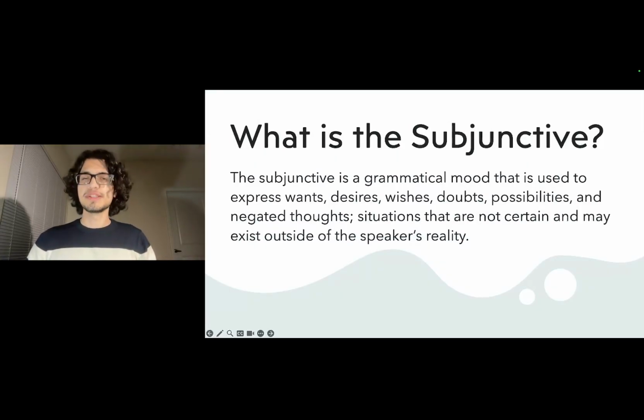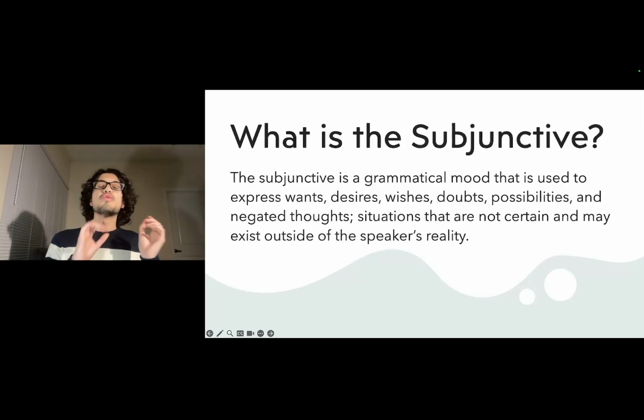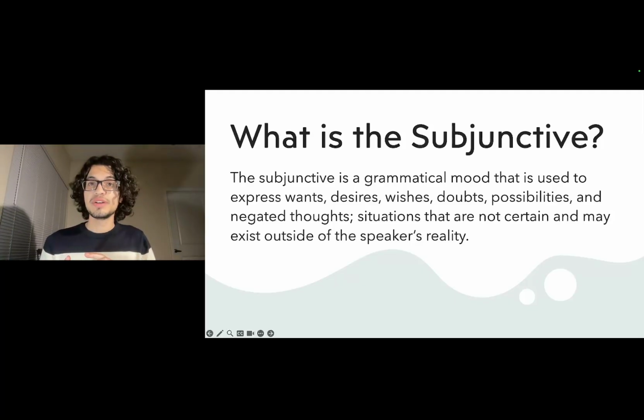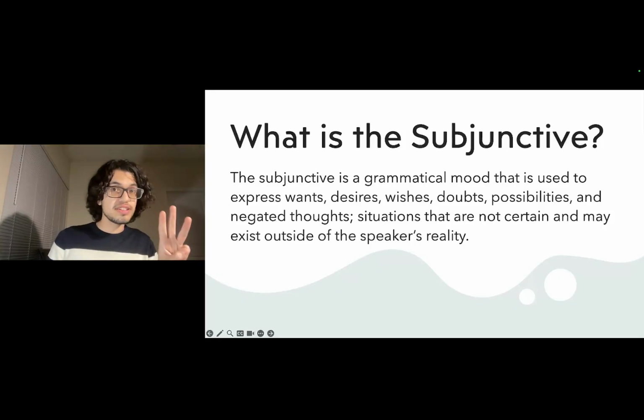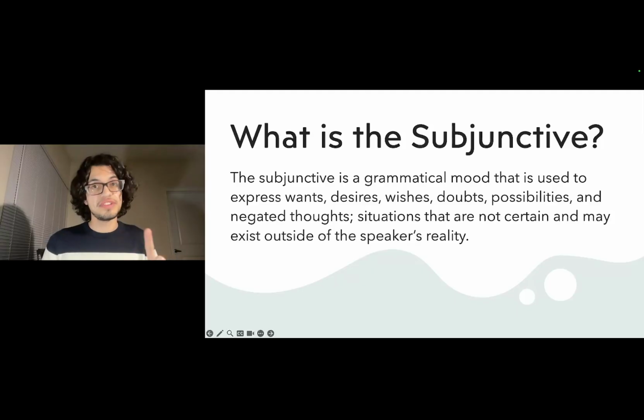Now, what is the subjunctive? Well, according to John W. Powell in his article, the subjunctive is a grammatical mood. Now, a grammatical mood is not a tense, it's something different. A grammatical mood is a collection of tenses that share a similarity. Spanish has 3 subjunctive tenses, but I'm only going to focus on one, the present tense.